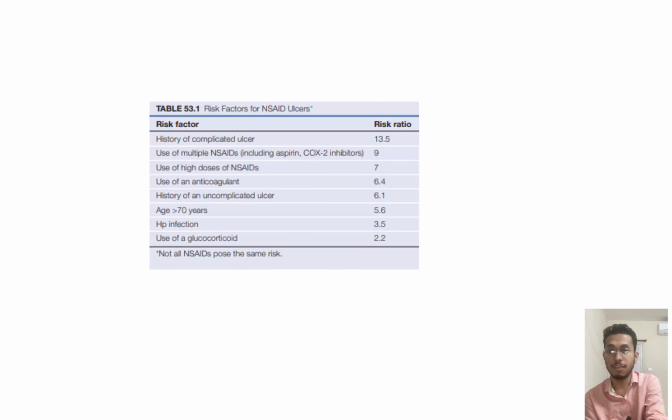Now, risk factors for NSAID ulcer: for a complicated ulcer, use of multiple NSAIDs, use of high-dose NSAIDs or anticoagulants; for an uncomplicated ulcer, age more than 70, H. pylori infection, use of glucocorticoids. In your patient, the patient was geriatric in age group and a high dose of NSAID was used, as it was for rheumatoid arthritis. That means rheumatoid arthritis requiring NSAIDs, obviously the patient could also be on glucocorticoid therapy. So there is a cumulative high risk for NSAID ulcer.